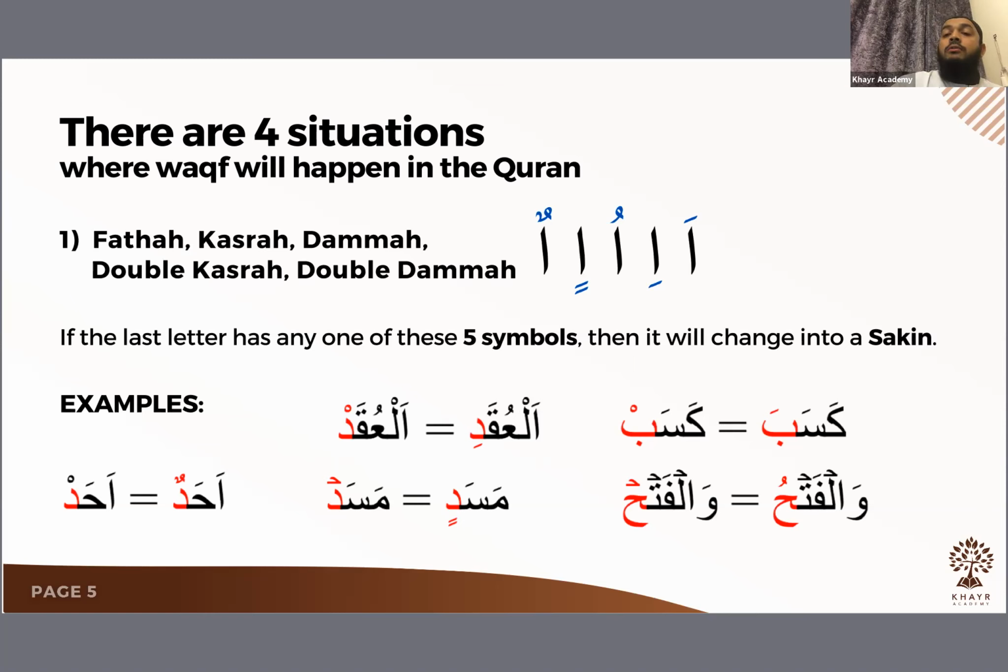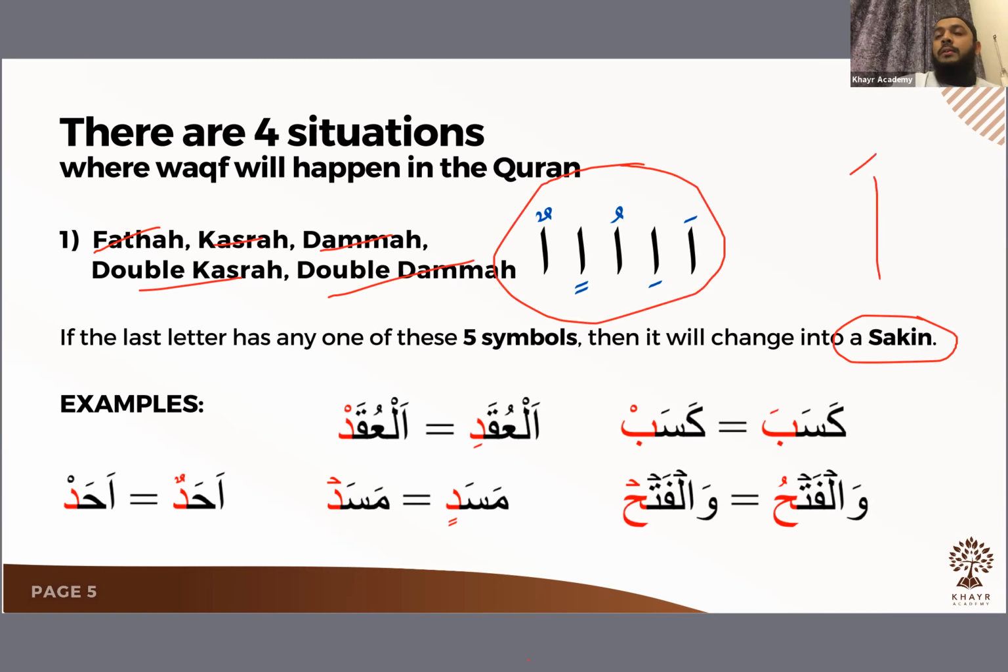The first scenario is this one. You stop on one single fatha, one single kasra, one single dhamma, two kasra, 2 dhamma. They will always become a sakin. I've explained it in module number 3. Okay, the next one. What's left? If I've done these 5, what's left? Can you see anything missing?